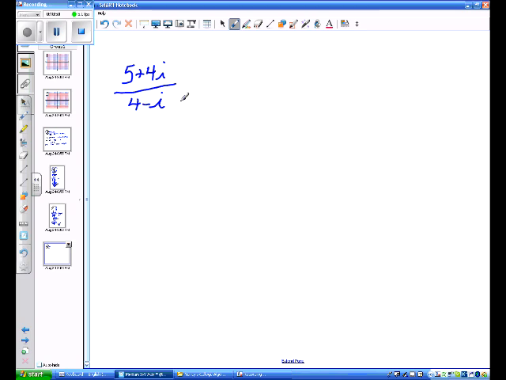Well, 4 minus i is our denominator. So the conjugate of that would be 4 plus i. And we know that just in basic arithmetic, whatever we do to the numerator, we have to do to our denominator also, or vice versa. So we're going to have to multiply both of these, so that all we have done is multiply it by 1. We haven't changed any value.